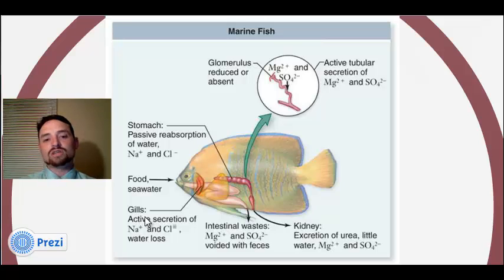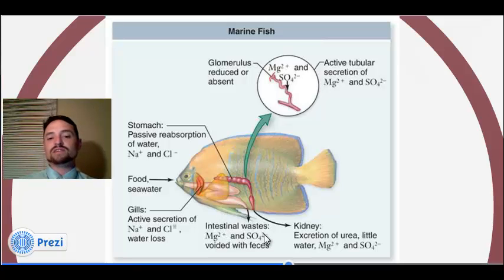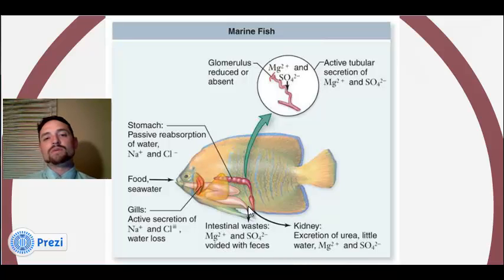In their gills, you have active secretion of sodium, chlorine, and water loss. So here's an area that they're losing water from their blood into the saltwater environment. So you get water being absorbed in the kidneys, or in the stomach of their intestinal tract. Now what they're going to do is they're going to lose magnesium and sulfate here. These are divalent ions, and they're going to be voided with feces, and that's a way to get rid of those metabolic waste that you don't need.